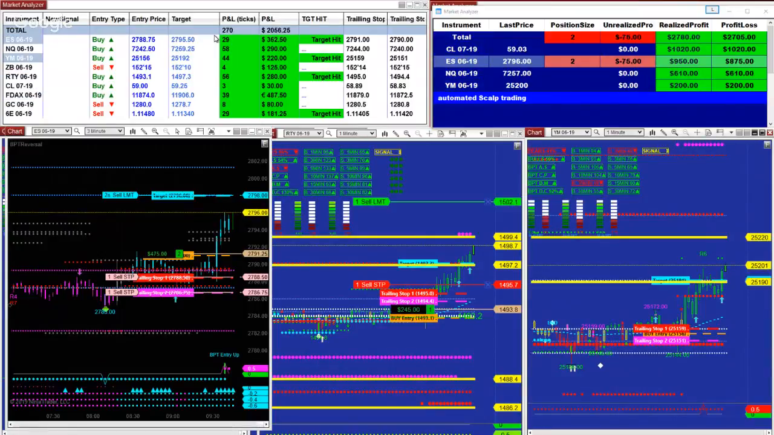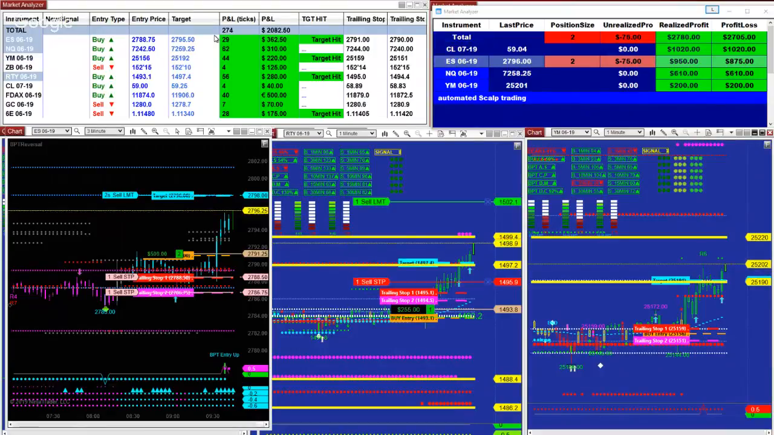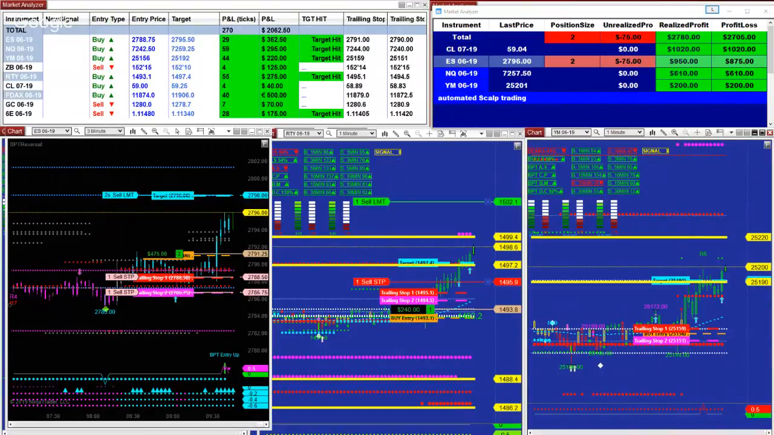The system takes one trade long, one trade short. Once it's done with the long, it's not going to take any more trades until the market is ready to go short. And this is exactly how it is working.